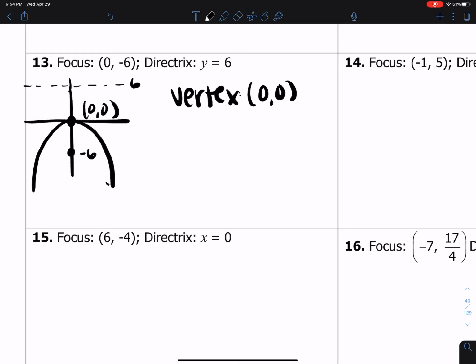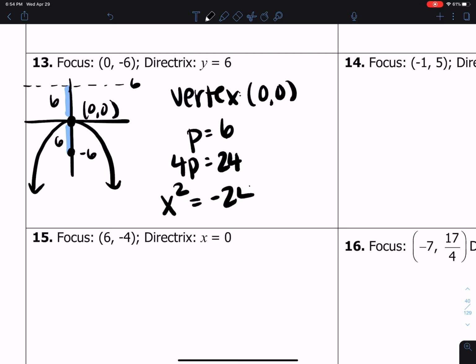This is opening down because it opens towards the focus and away from the directrix. P, we can either look here or we can look here, but either way, we know P is 6. So 4P is 24. So this is opening down, so we have x squared equals negative 24y. And the reason why it's just x squared and just y is because the vertex is at 0, 0.